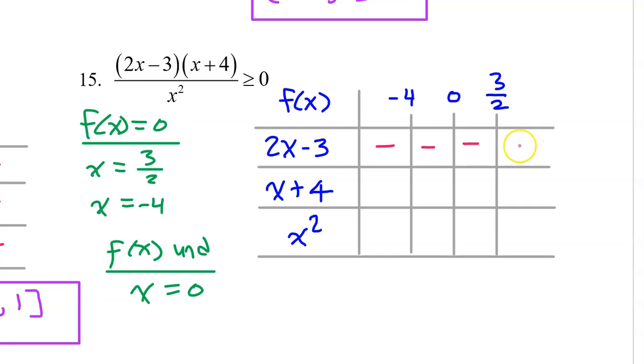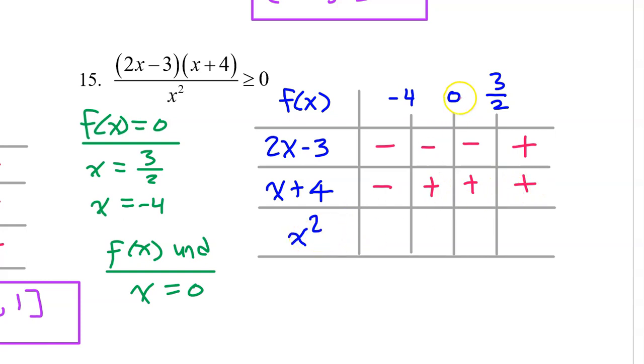Will it be positive on the right? To the right of 1.5 would be 2. If I plug in a 2, that's 2 times 2, that's 4, minus 3 is positive 1. So, as it often is, we get negative on the left, positive on the right. Anyway, x plus 4 gave us the negative 4. This factor is negative on the left, positive on the right.